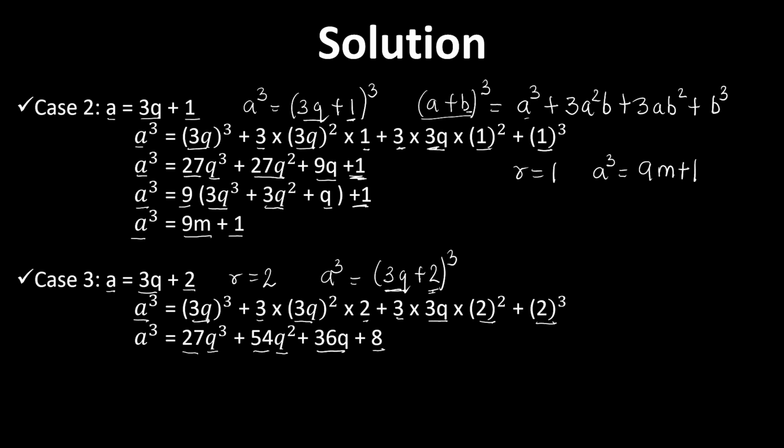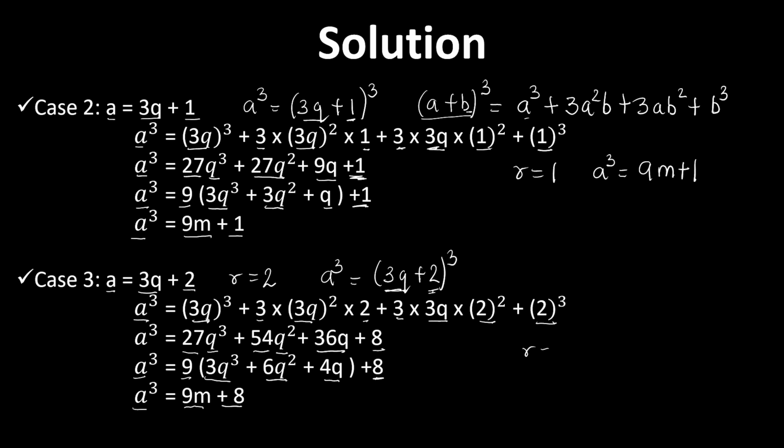So if you observe, it is easy to take 9 common from the first 3 terms. Let's take it common then. We will be writing a cube is equal to 9 times (3q cube plus 6q square plus 4q), plus this 8 will remain as it is over here. So finally we will be writing a cube is equal to 9 times m plus 8. So what did we observe in the third case? When we considered remainder equal to 2, we can write the cube of any positive integer in the form of 9m plus 8.